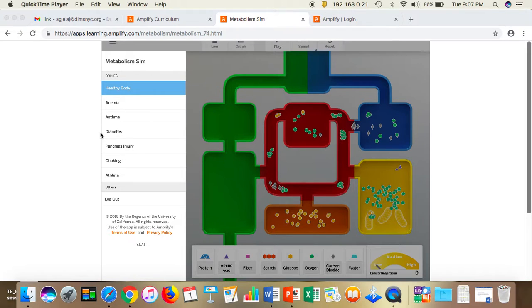Guys, this is Mijilai, and today I'm going to be introducing the metabolism simulation and explain its purpose. Throughout this unit, we'll be using a simulation called the metabolism simulation. We will use the simulation to help us learn more about how human body systems function.